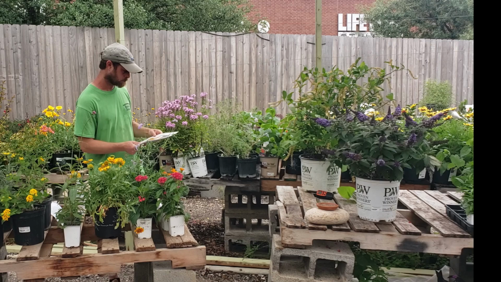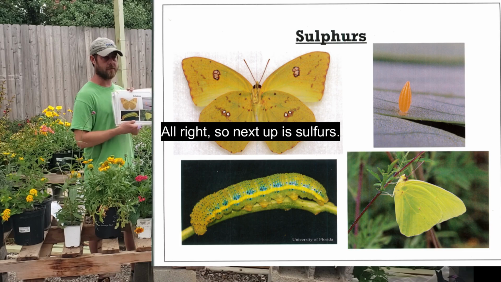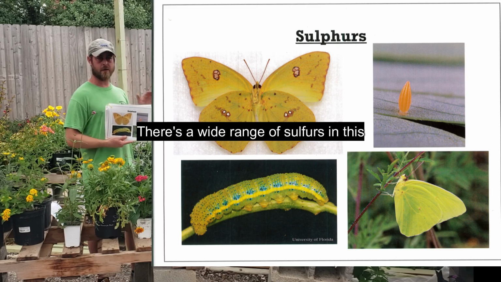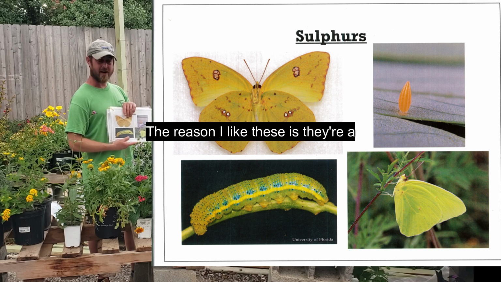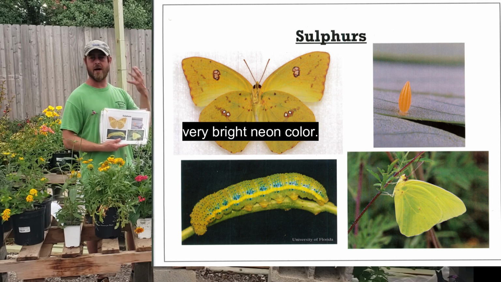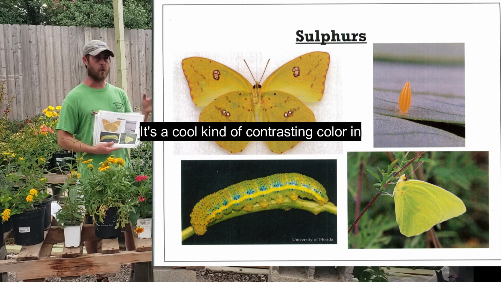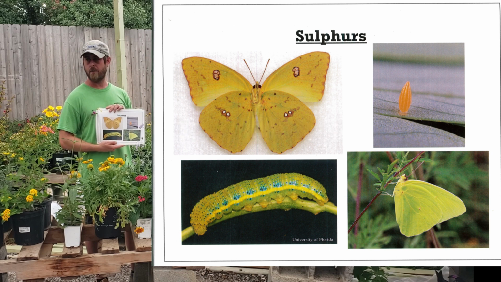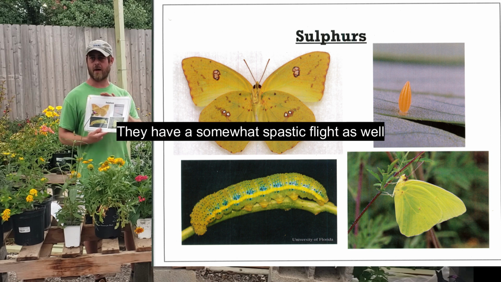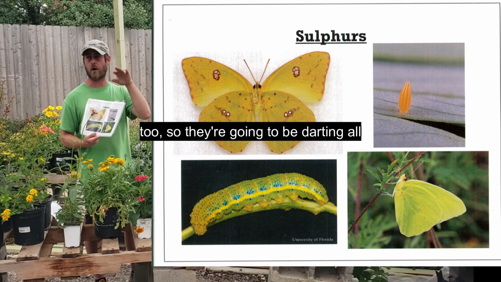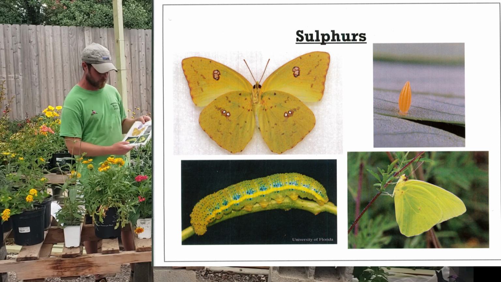That makes sense. All right, so next up is sulfurs. There's a wide range of sulfurs in this area. The reason I like these is they're a very bright neon color. It's a cool contrasting color in your garden. They have a somewhat spastic flight as well, so they're going to be darting all around for the most part.